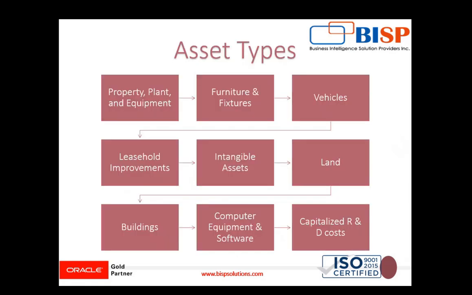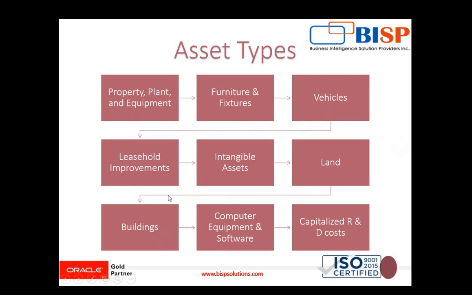Then comes our asset types. So there are multiple asset types. First is property, plant and equipment, furniture and fixtures, vehicles, leasehold improvements, intangible assets. So these property, plant and equipment, furniture and fixtures, vehicles, leasehold improvements are tangible assets which we can see, touch and feel. Intangible assets are those which we cannot see, touch and feel. Then comes our land, building, computer equipment and software, capitalized R&D costs.